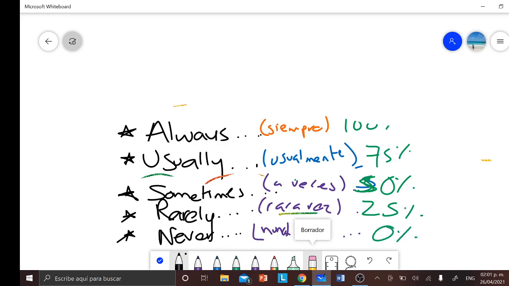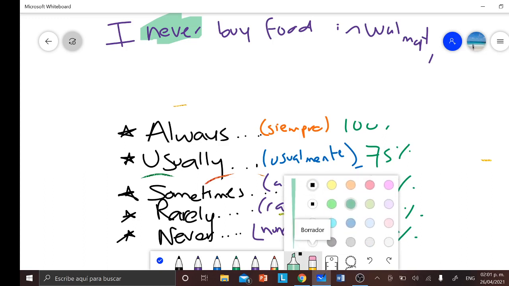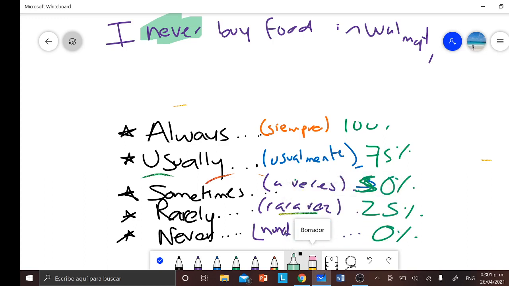And a sentence, it could be like, I never buy food in Walmart. I only buy food in Soriana. Yeah, in this case, over here the adverb of frequency is telling you that the activity that you do is not very often, which basically represents a 0%, que significa un 0%. Entonces, pues que tú nunca compras comida en Walmart. Okay, and there you go.